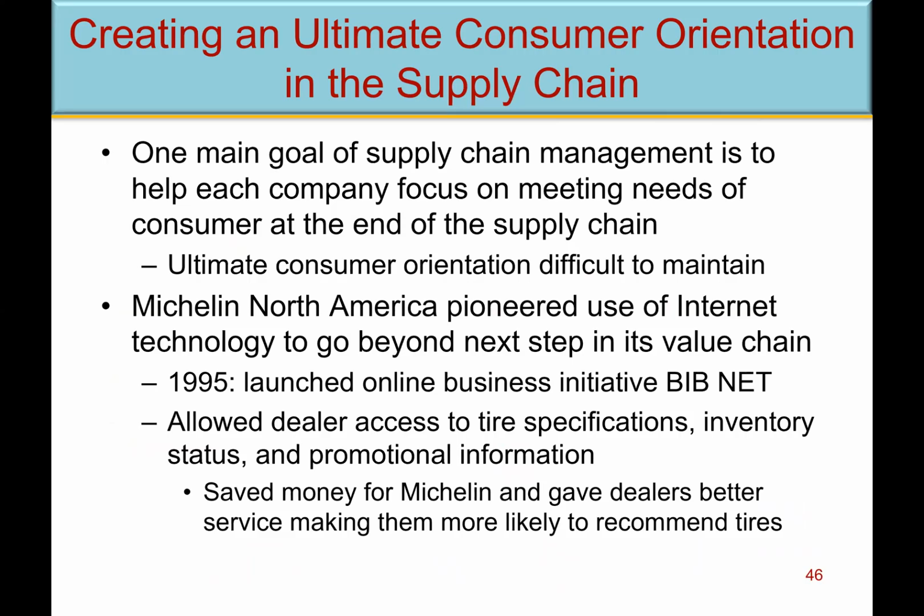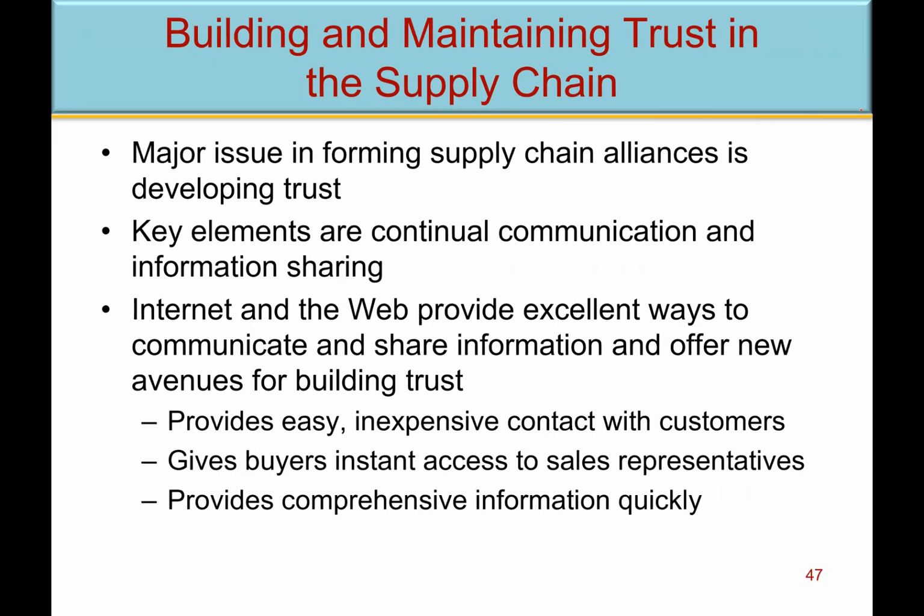Creating an ultimate consumer orientation in the supply chains. One main goal of supply chain management is to help each company focus on meeting the needs of consumers at the end of the supply chains. What is the final objective? By creating an ultimate consumer orientation, trust is the most important.